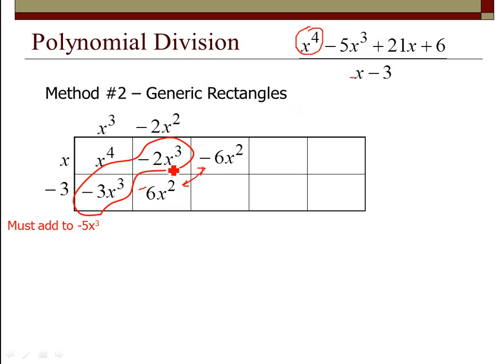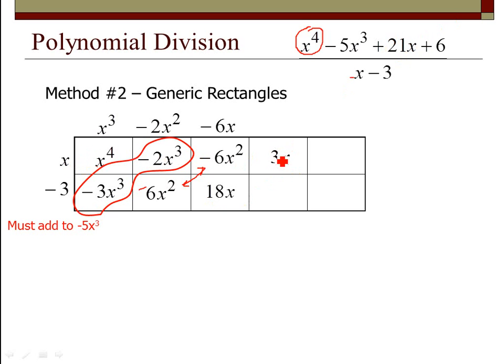The negative 6x squared, to get this from, I'm going to take x times negative 6x will give me negative 6x squared. So that's what goes up here. We multiply out, we get 18x. Then my x's, well, they got to add to 21. So 18x plus 3x.